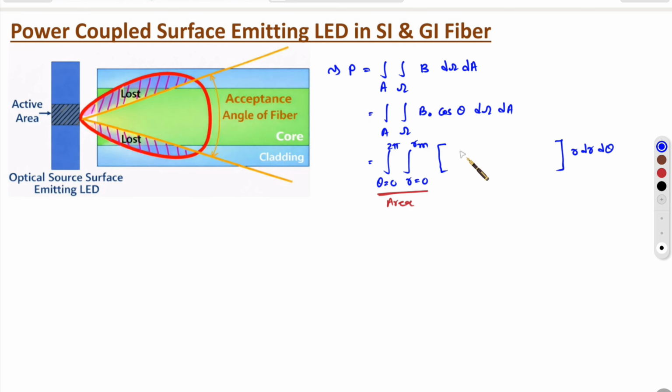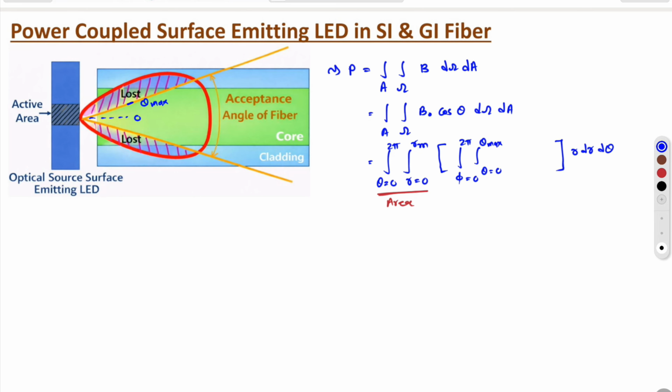Now I'll substitute limits of solid angle. With solid angle, we have angle phi ranging from 0 to 2 pi, and angle theta ranging from 0 to theta max. This angle theta starts from 0 and it can go up to this maximum angle theta max, right? And here we have B naught cos theta.